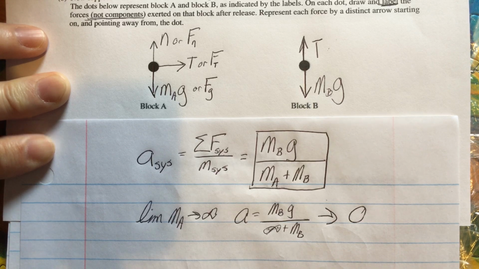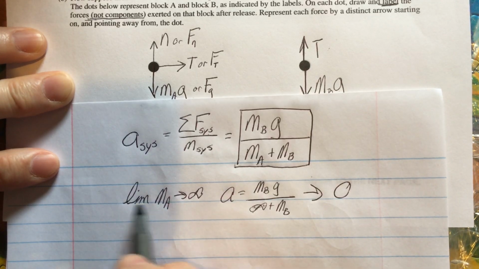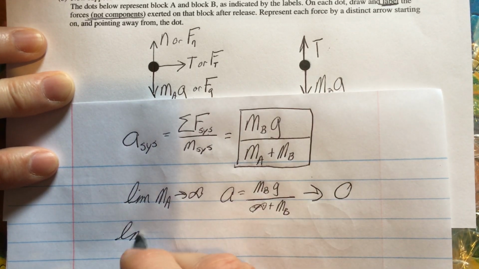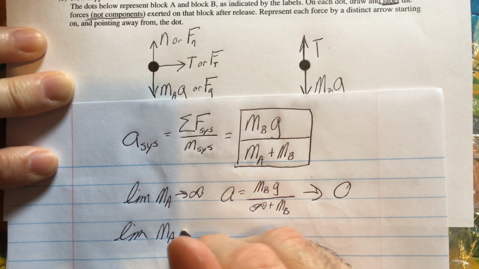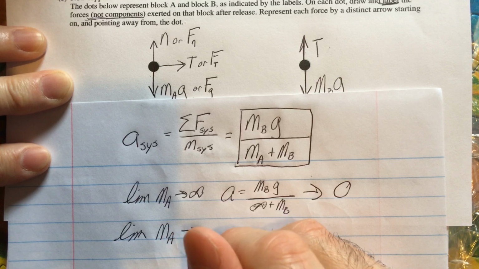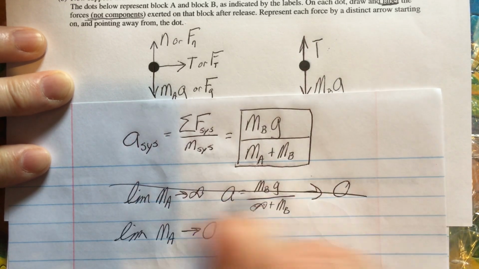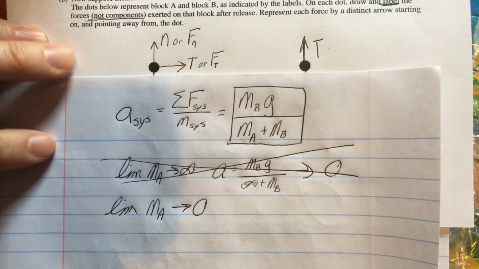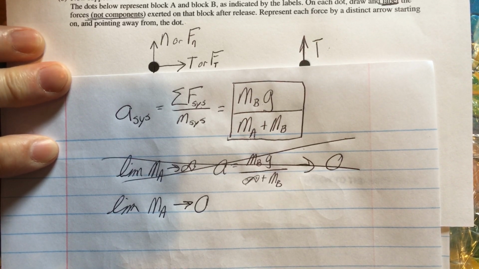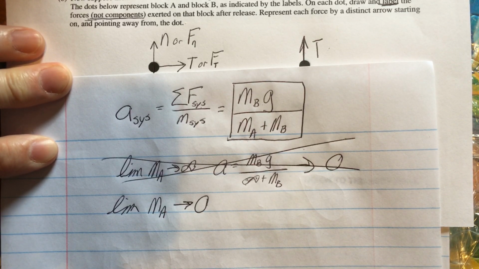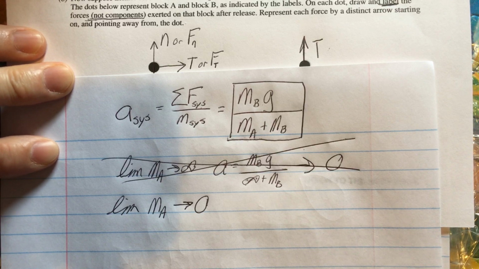Oh, I'm so sorry. They asked you to explain the other one. So let's look at what happens when mass A is much less, as mass A approaches 0, not infinity. Sorry about that. I was just role playing there. I was trying to show you how you can get in trouble if you don't read carefully.